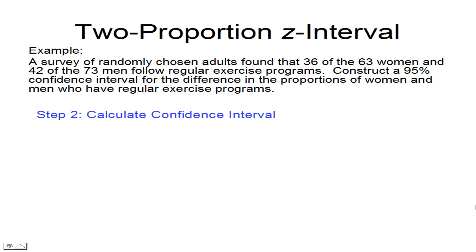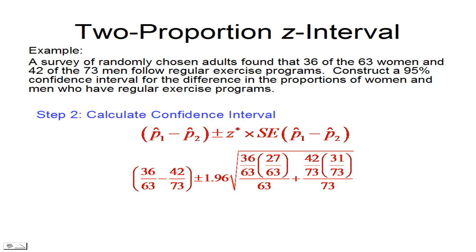Step 2, we're going to calculate the confidence interval. So here's our formula. Plugging in, we get 36 over 63 minus 42 over 73, plus or minus 1.96, and 1.96 comes from the 95% confidence, times the square root of 36 over 63 times 27 over 63, all over 63, plus 42 over 73 times 31 over 73, all over 73. So our interval is negative 0.1706 to 0.1628.